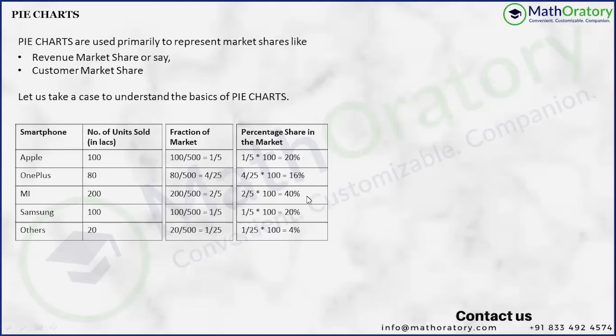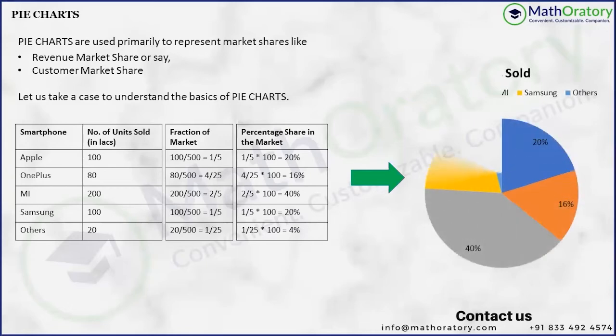Clear? Now when I'm going to construct a pie chart, it is very evident that Xiaomi, which takes up 40% of the market and is the market leader, will get the maximum area in the pie chart. Now if we construct the pie chart, this is how it looks.